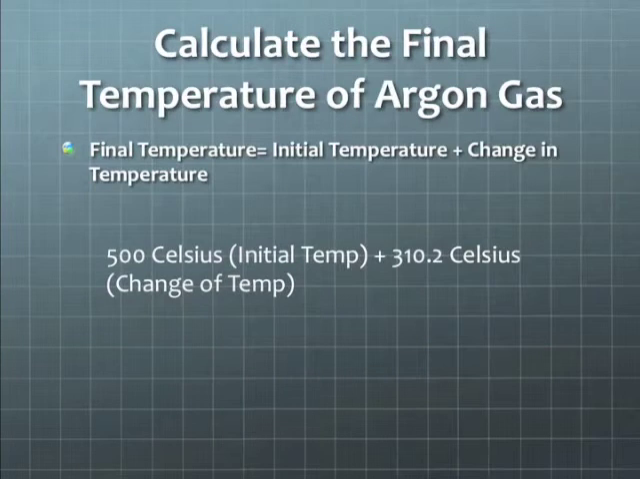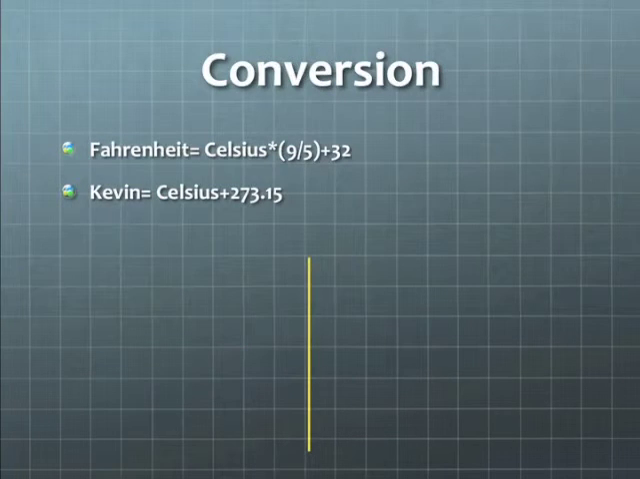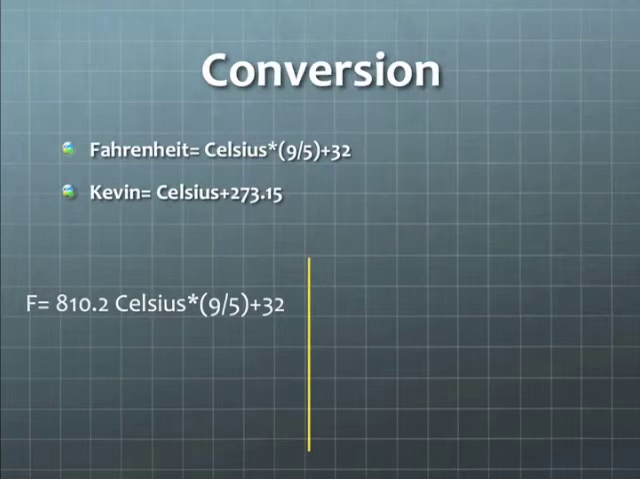So now moving on to calculating the final temperature of the argon gas. Since we got the change in temperature from the previous work and the initial temperature from the previous question, we add the change in temperature to the initial temperature to find the final temperature of the reaction. I added them together and got 810.2 degrees Celsius, and since this problem also requires a conversion of that temperature into Fahrenheit and Kelvin, we used the previous formulas from the last problem for conversion.